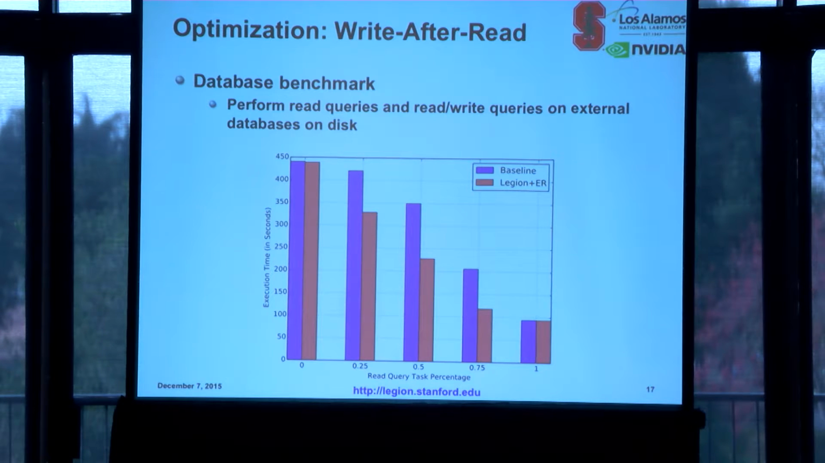And the write after read optimization could be applied in the middle case, when we have both read-only tasks and read-write tasks. Our optimization could actually achieve some parallelism, which enables up to 30 to 50% speedup.